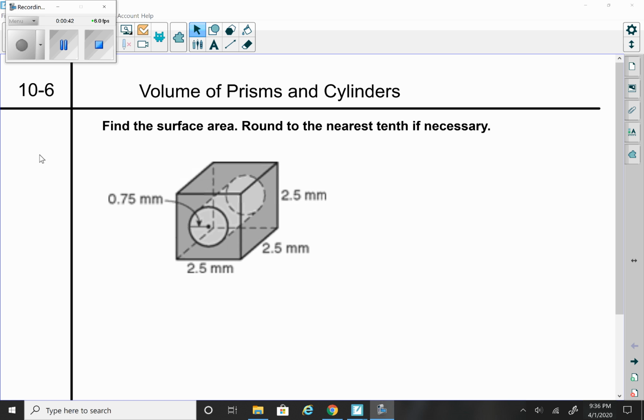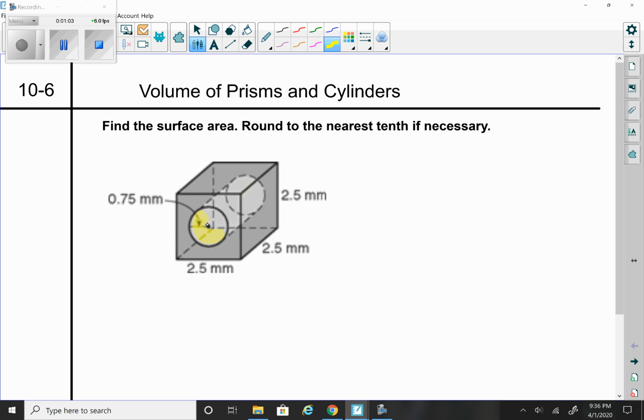This shape is a little tricky because it's like they took a cube and drilled a hole through the middle. So you've got the surface area of that cube. You're going to have a circular opening on the one end and then a circular opening on the other end. But then also, as you drill through the middle, you actually have the lateral area of that cylinder.